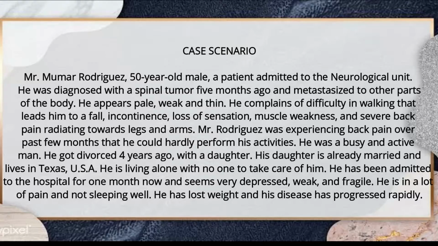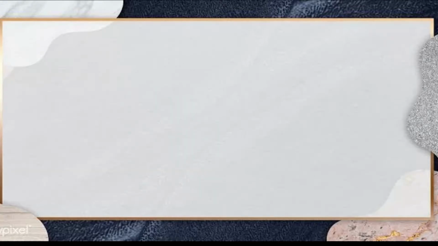He was a busy and active man. He got divorced 6 years ago and has a daughter. His daughter is already married and lives in Texas, USA. He is living alone with no one to take care of him. He has been admitted to the hospital for 1 month now and seems very depressed, weak, and fragile. He is in a lot of pain and not sleeping well. He has lost weight and his disease has progressed rapidly.